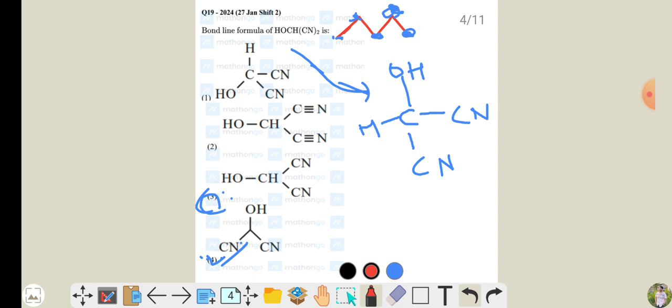Are you getting my point? This in-between carbon is not mentioned. You don't need to mention it in the bond line. So that is an important thing students can do wrong here. Make a note point for that, how to draw the bond line.